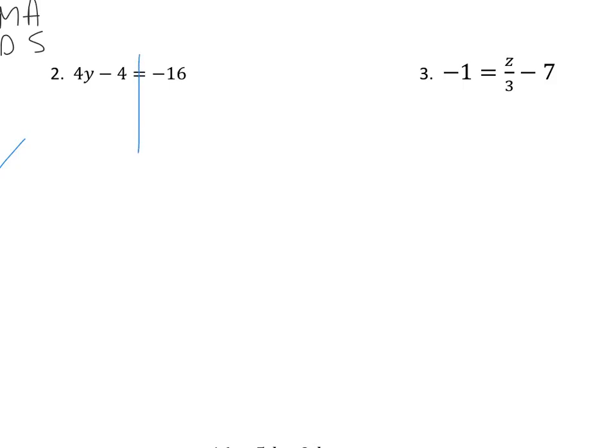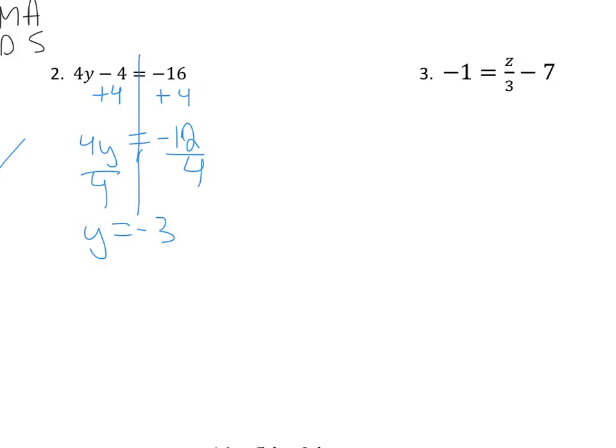Again, divide it in half. How do you undo subtraction? Addition. Divide by 4. You get y equals negative 3.